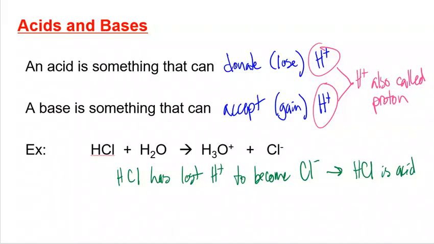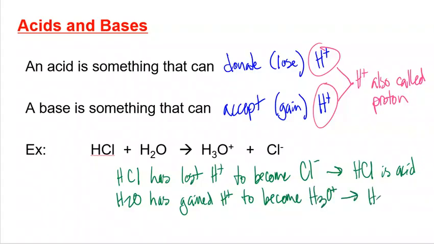We also know that acids will always react with bases in an acid-base reaction, so once we figure out one, we don't really need to figure out the other, but let's just do it anyway. In this, water has become H3O+, and to become H3O+, it had to gain a proton, or accept a proton, and that makes it a base. So H2O has gained a proton to become H3O+, which means that H2O is a base.